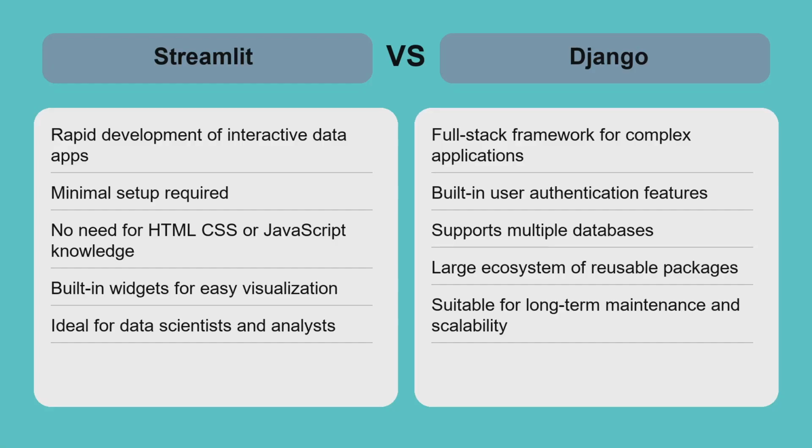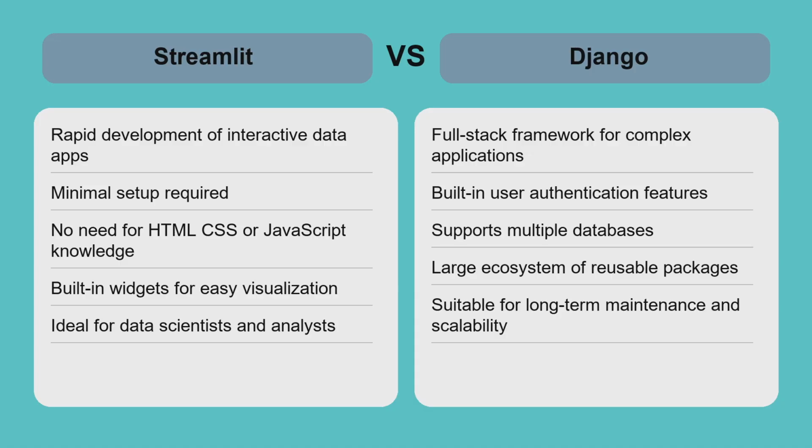Comparing Streamlit and Django highlights distinct trade-offs. Streamlit excels in rapid development of interactive data apps, perfect for data scientists needing quick visualization tools without web development overhead. However, it lacks features like user authentication and complex backend support. Django, on the other hand, offers a full-stack solution suitable for building scalable, secure, and maintainable web applications with complex workflows and user management.